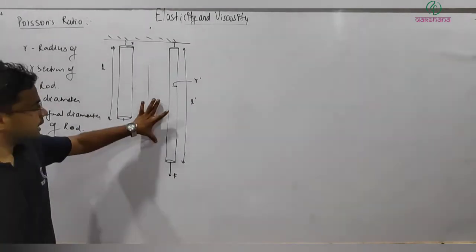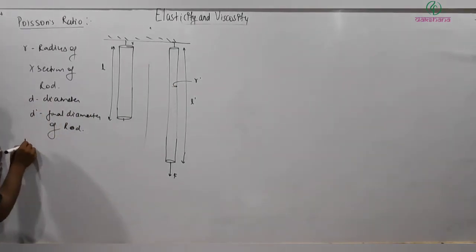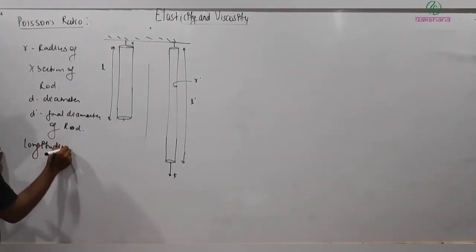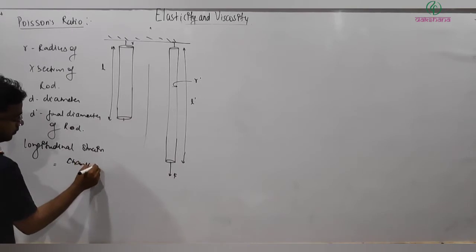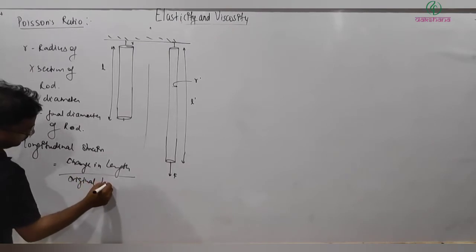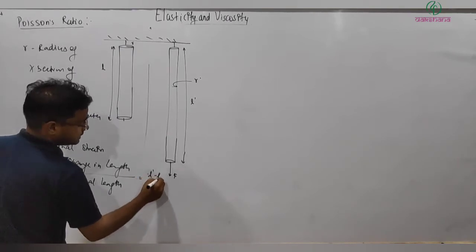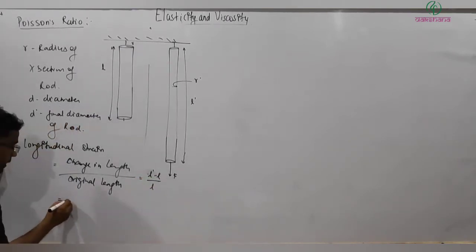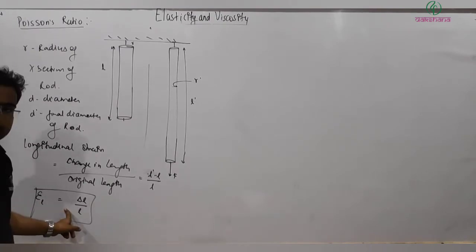What is that? When the change is in length, along the length, we call it longitudinal strain, that you already know. I can write it as change in length divided by original length, and that will be equal to L prime minus L divided by L, and this I can write as delta L by L. This is called epsilon longitudinal, or let me write it simply, epsilon L. So this is longitudinal strain.